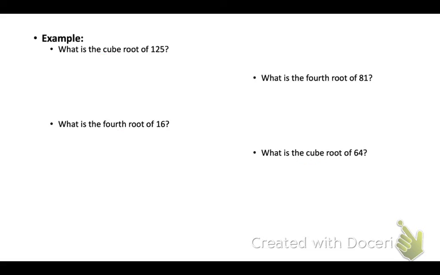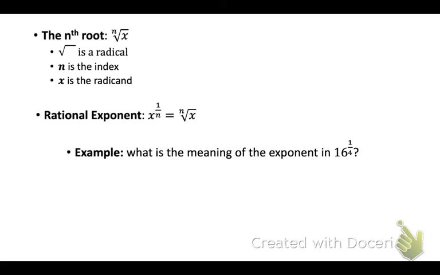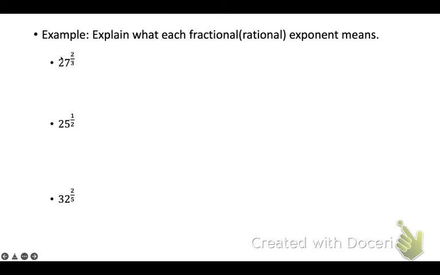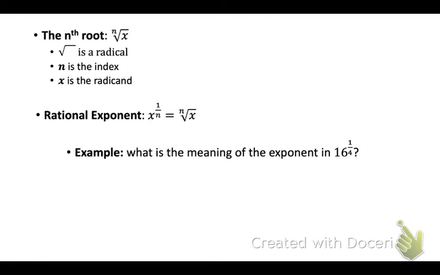Okay? So we have these things. We have the nth root. This symbol is a radical symbol. n is called the index. x is called the radicand. Isn't that a cool word? If I say radicand, you better know what a radicand is. x.